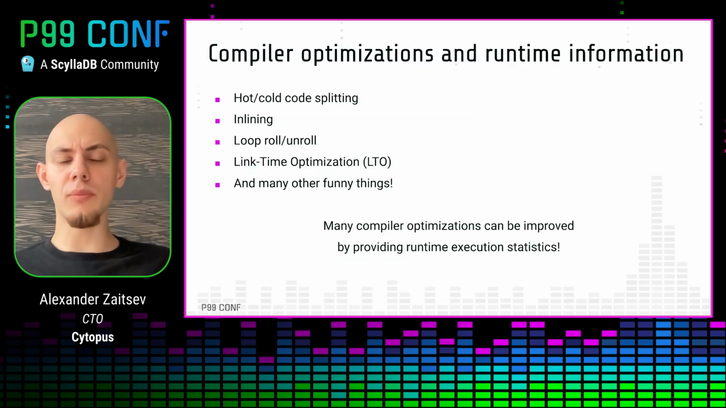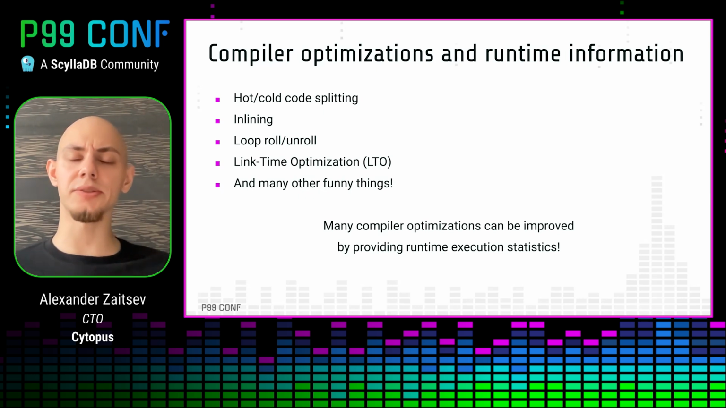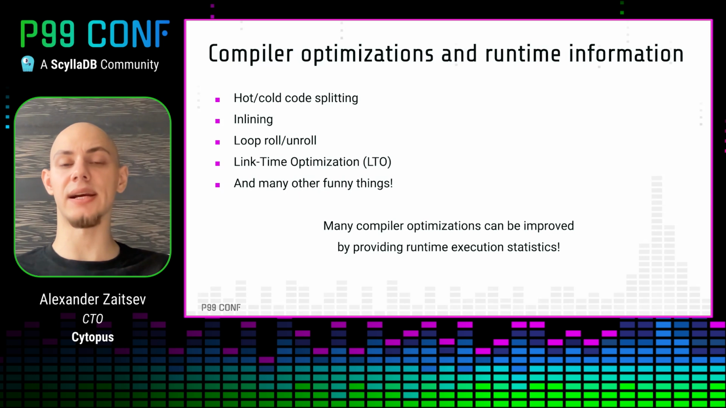So all modern compilers, good compilers, perform a lot of optimizations inside, like inlining, hot-cold code splitting, loop unrolling, some more advanced things like link time optimizations, many other things. We're not going to talk about them for today, but we need to know one important thing. Many of these optimizations, especially inlining, can benefit from providing to the compiler runtime information about how your application is executed, how frequently which branches are executed, where some cold code is located in your application, and so on.